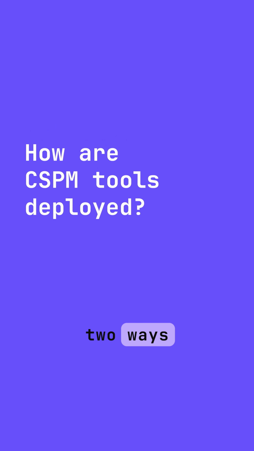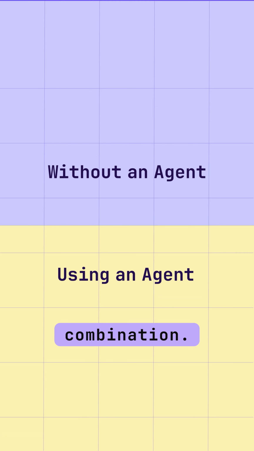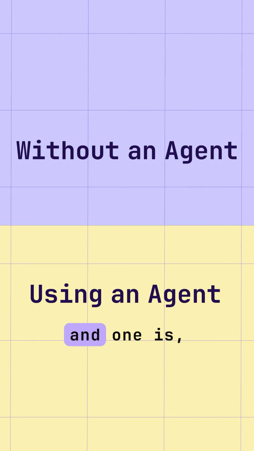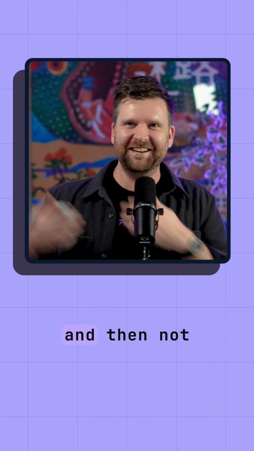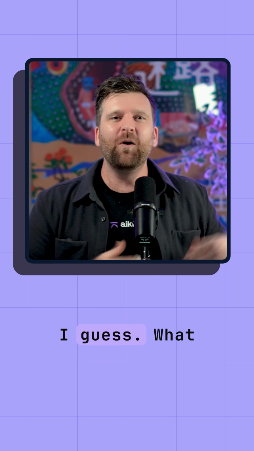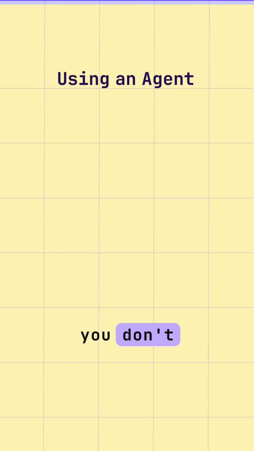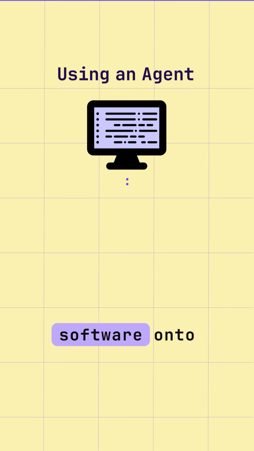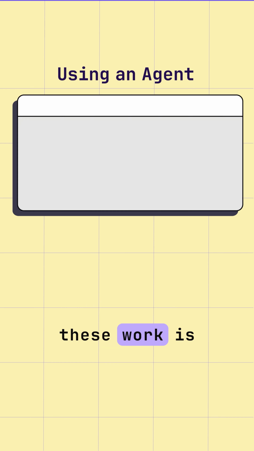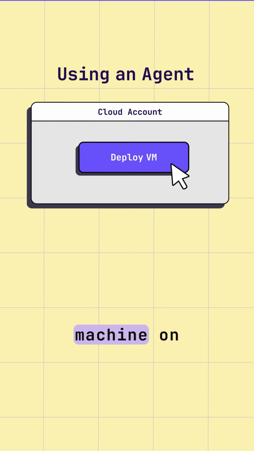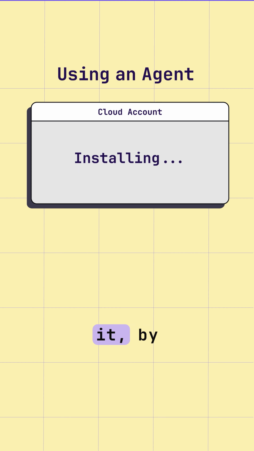There's typically two ways that tools can deploy, and some use a combination. One is called agentless, and one is, well, agent. And I don't know what you'd call it. It involves agents. So there's agentless and then not agentless, I guess. What agentless means is that you don't have to deploy software onto your cloud account. So often how these work is that you deploy something in, like, a virtual machine on your cloud account and it's monitoring it by itself.